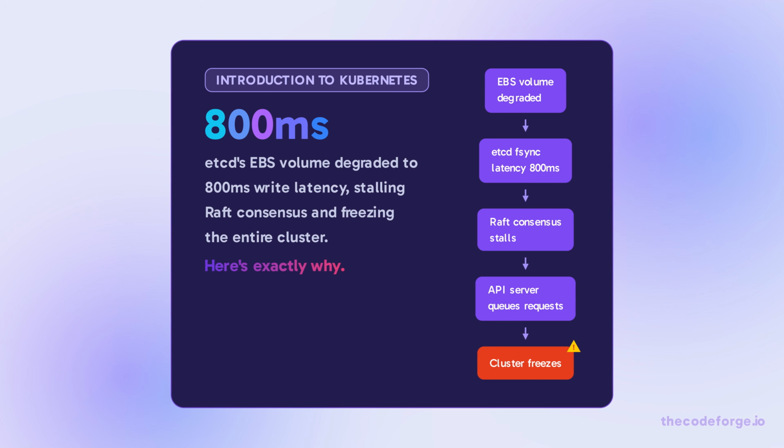protocol to stall. The API server, scheduler, and controller manager all depend on etcd. When etcd can't commit writes, the entire control plane freezes.